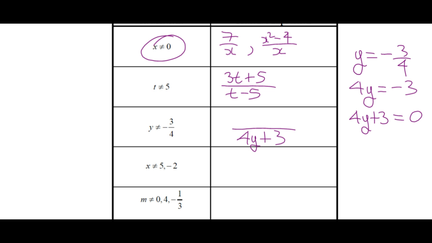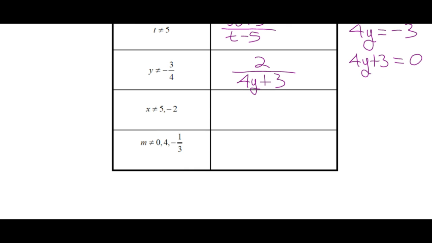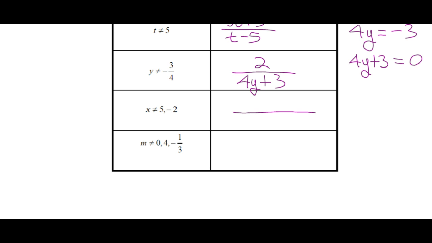Think about it. What's the restriction? Well, make that negative and put it over 4, right? So -3 over 4. Backs up, becomes 4y plus 3. What goes up top? Anything, right? Or 2. What goes on the bottom? x minus 5, x plus 2. Yeah. Goes up top.